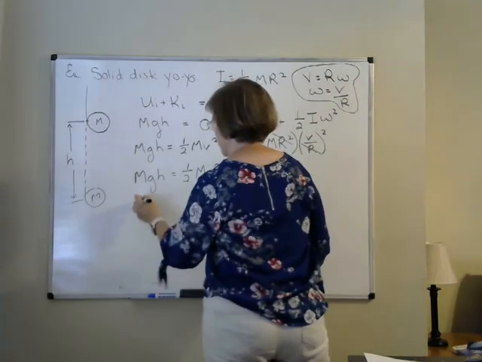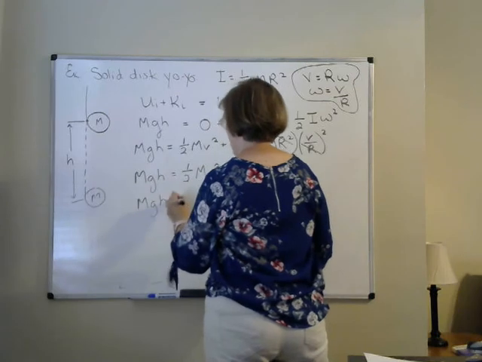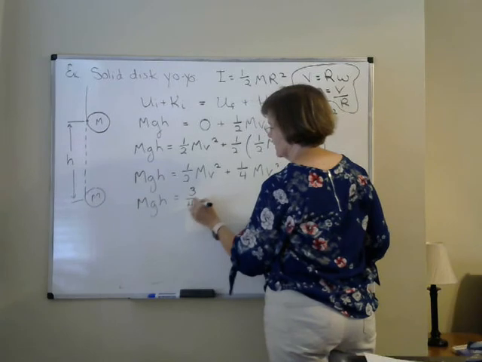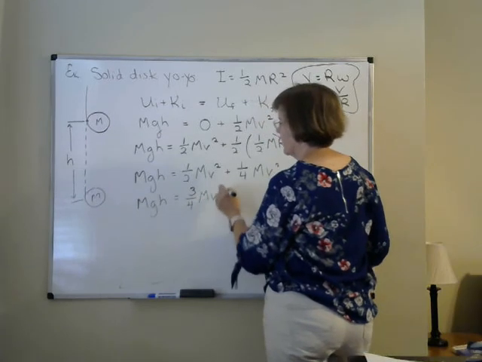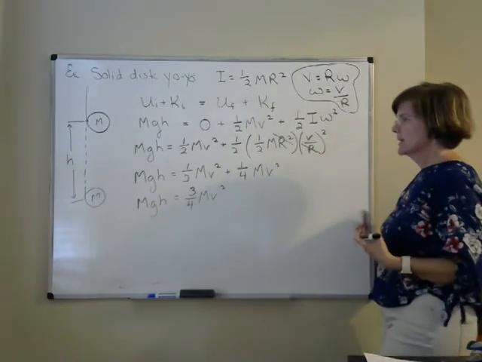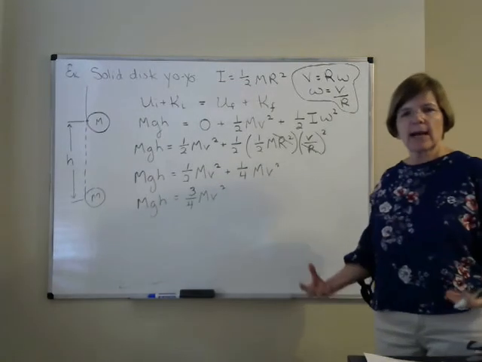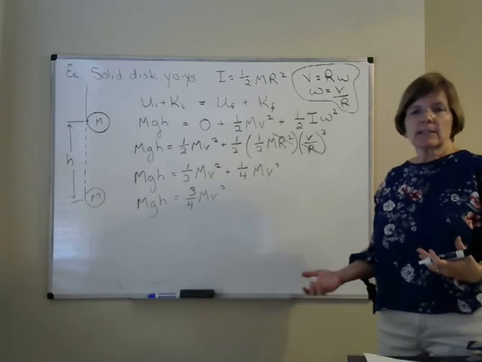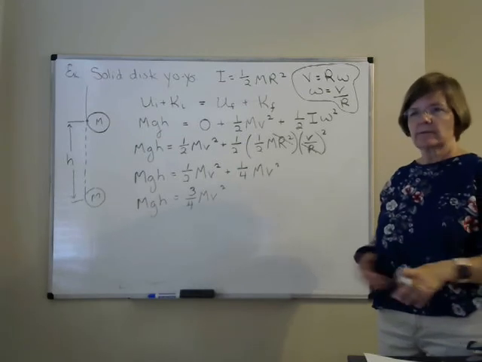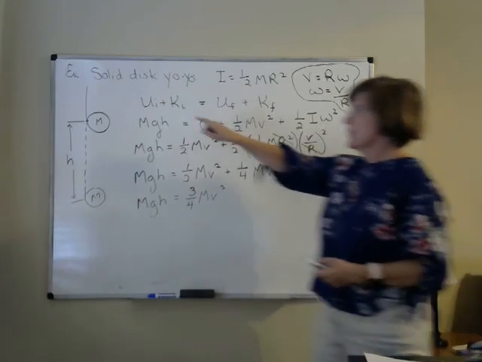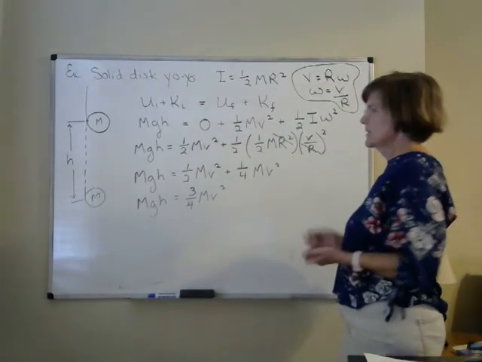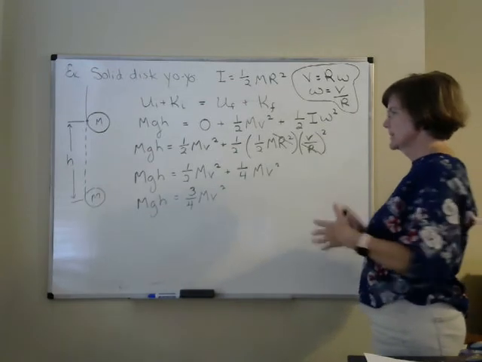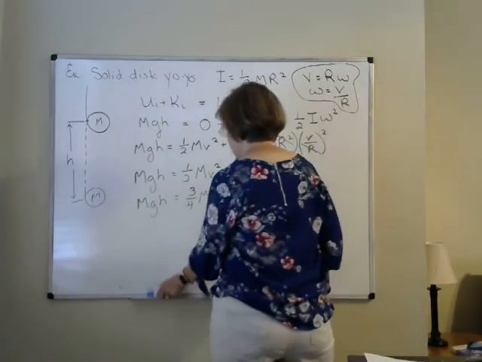I get mgh equals, 1/2 plus 1/4 is 3/4, mv squared. Now, by now, hopefully you're all in your mind saying, Mrs. Hughes, why haven't you canceled out those capital M's yet? Obviously, the velocity is not going to depend on the mass of the yo-yo. All three of these forms of energy are related to this same mass of the yo-yo, so there's not two different masses in this problem. So we can cancel those out.